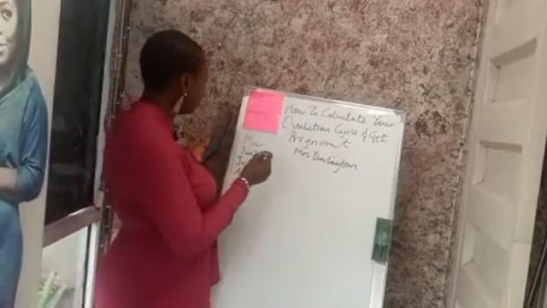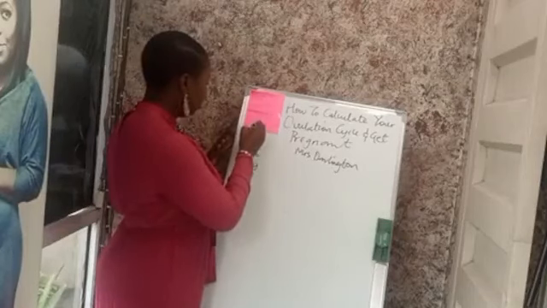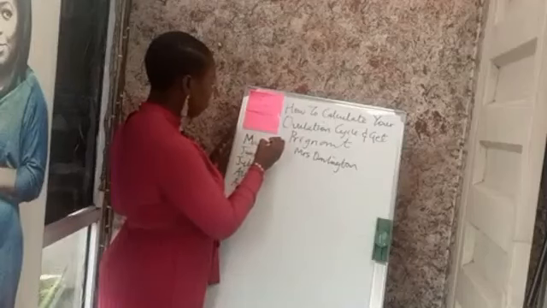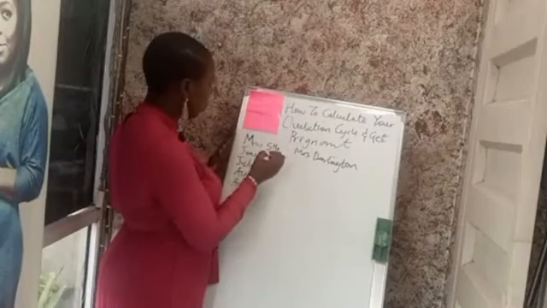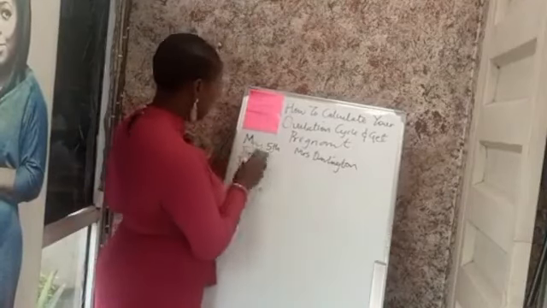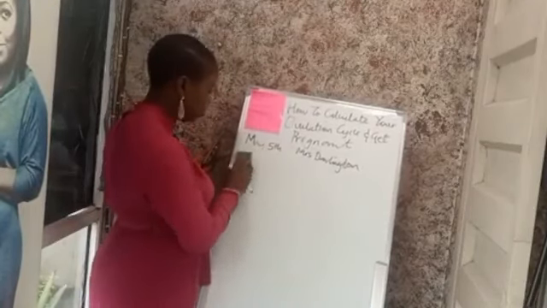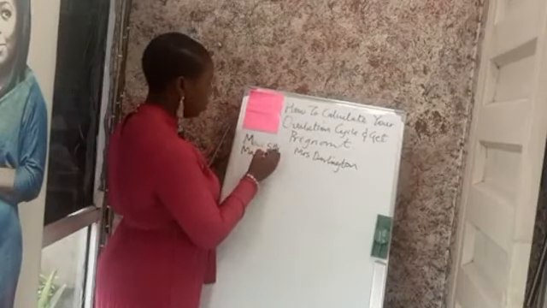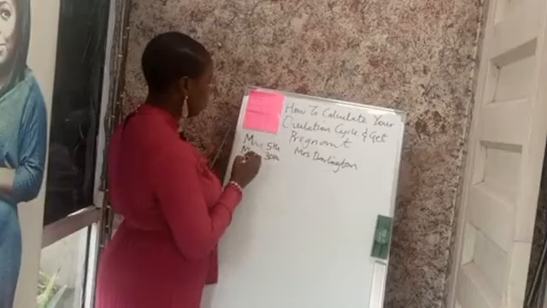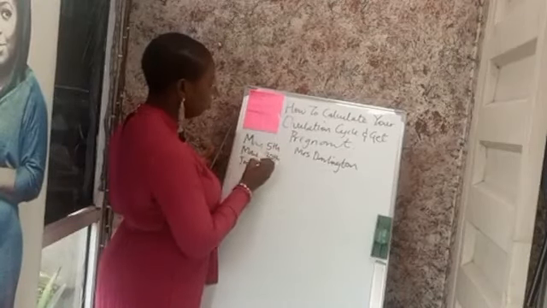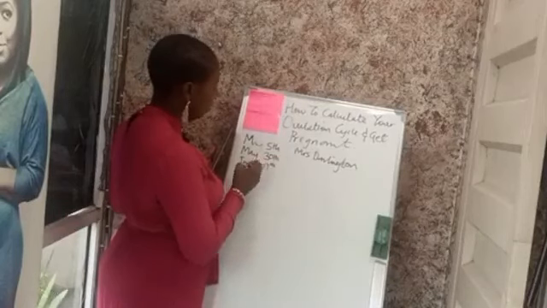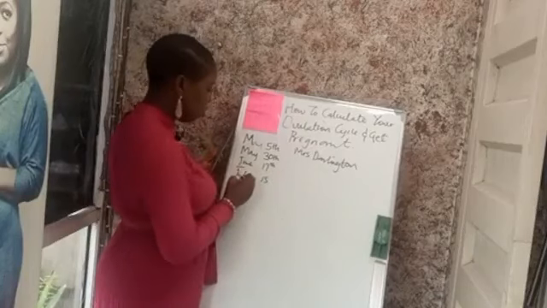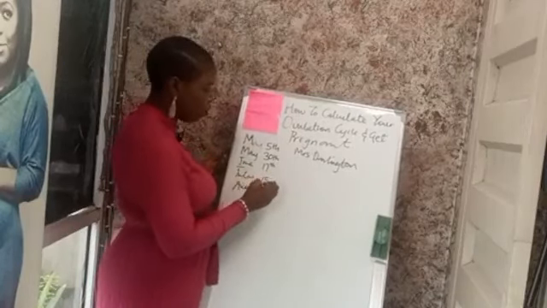So let's see what her menses was like. It was May 5th. Then we have another one, May 30th. Then for June, it was June 17th. July was the 15th. And August, she had it on the 12th.